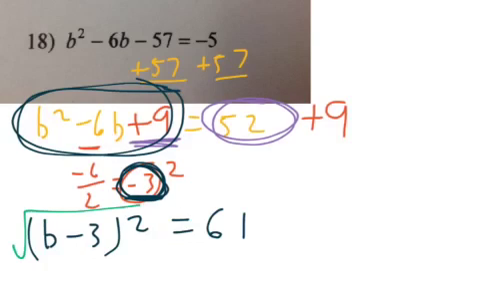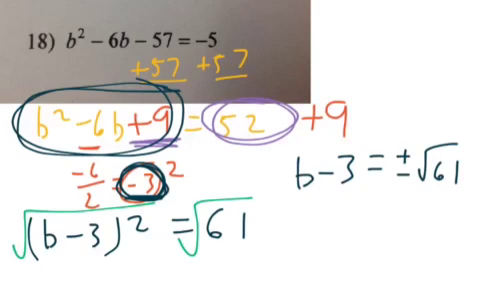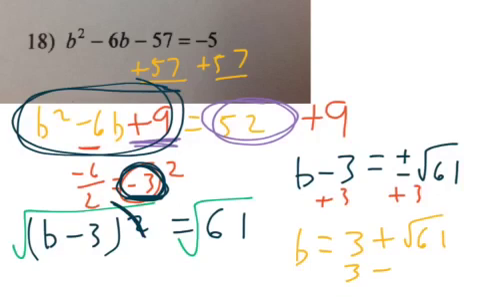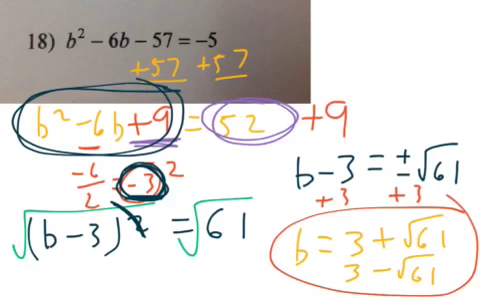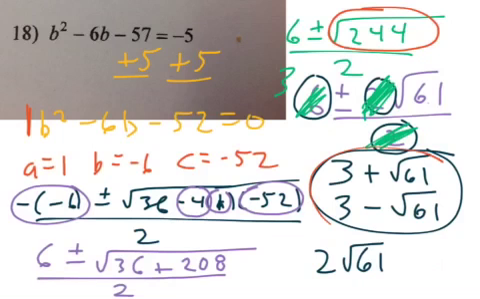Okay, finishing up, all I need to do is take the square root of both sides. And notice, I end up with b minus 3 equal to plus or minus the square root of 61, because the square and the square root cancel each other out. And hopefully you know I'm now going to add 3 to both sides. And my final answer is b must equal a positive 3 plus the square root of 61 and positive 3 minus the square root of 61. Wow, that answer, guys, notice, is exactly the same as the answer we got right here.